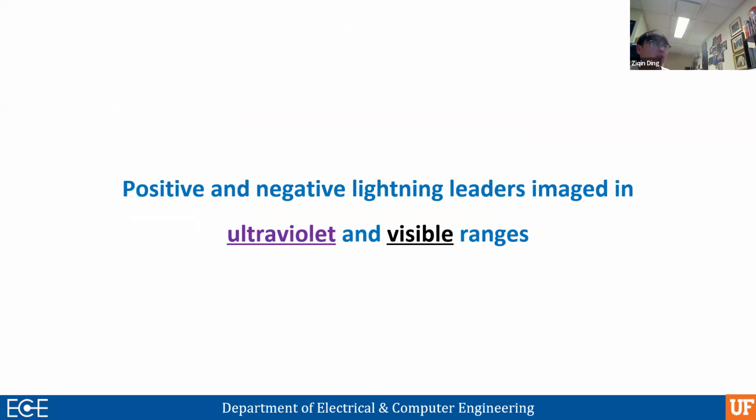Next I would like to discuss several topics that I have or have not shown to the public yet. The first one is positive and negative lightning leaders imaged in ultraviolet and visible range. In this study we will compare what we observed using the ultraviolet high-speed camera and the visible range high-speed camera.